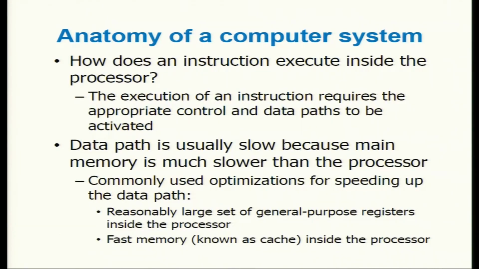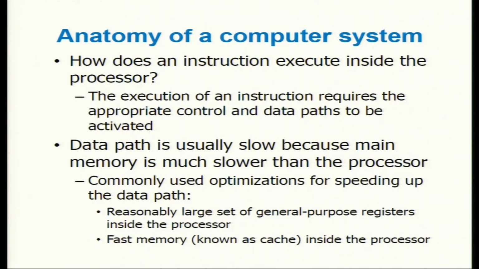Now, the execution of an instruction requires appropriate control and data paths to be activated. What we just discussed so far is that the data path involves fetching A and B, the control path involves activating the adder and getting the addition done, and again the data path involves sending the results to the destination location.